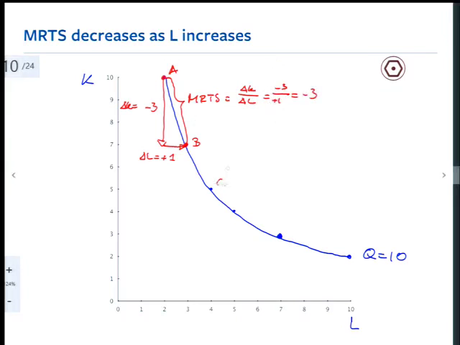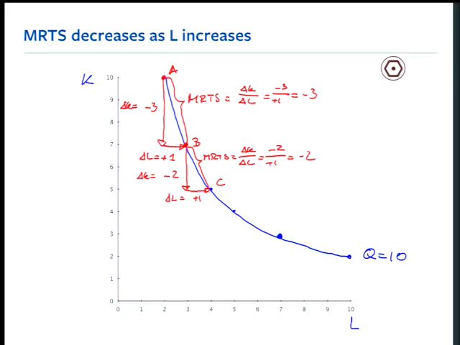Let's do this again. Let's move to point C. Point C, I'm giving up 2 units of capital, and I'm buying 1 more unit of labor. So my change in K is -2. My change in L is +1. So in my move from B to C, my marginal rate of technical substitution is change in K over change in L, -2 over +1, is -2. So much like for imperfect substitutes, my marginal rate of substitution as I wandered along my indifference curve was dropping. Here, the same thing. As I wander along the isoquant, my marginal rate of technical substitution starts dropping.